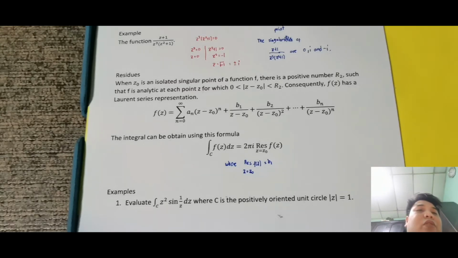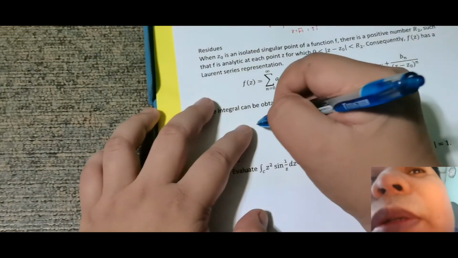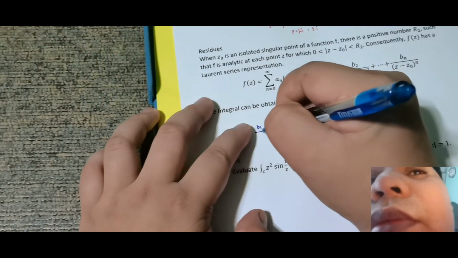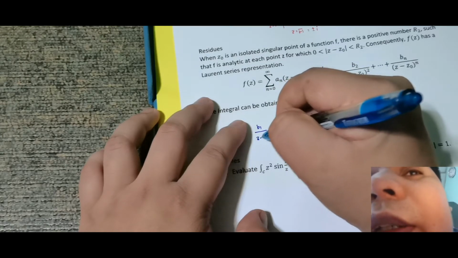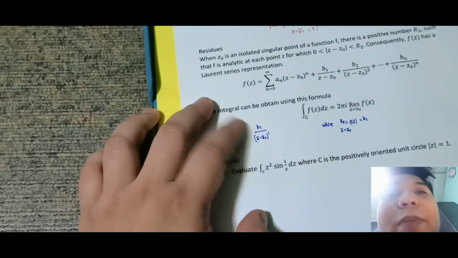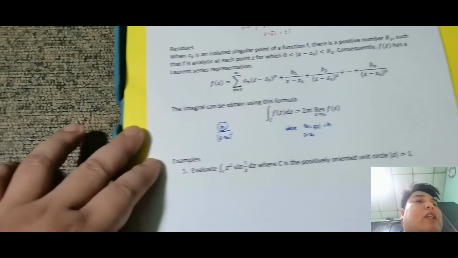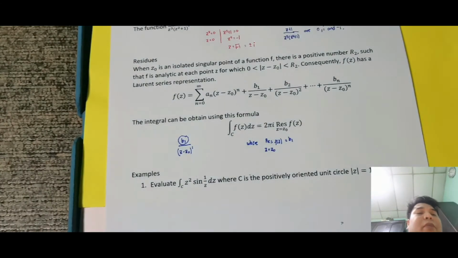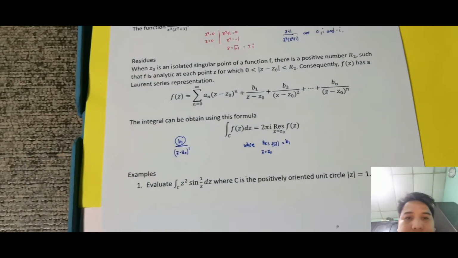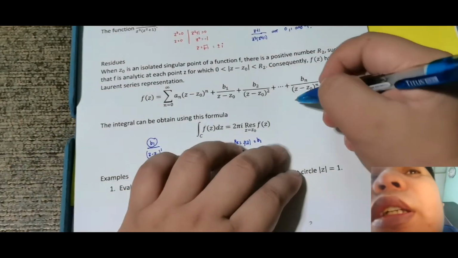So again, dun lang tayo sa 1 over. Hanapin mo lang tong b sub 1 over z minus z naught raised to 1. Pag nahanap mo yan, therefore yung b sub 1, kung ano man yun, coefficient siya yung ating residue. So kaya ako nga pinapa-expand ng Laurent series. So for illustration or for diagram, paano ba magiging itsura na ito?